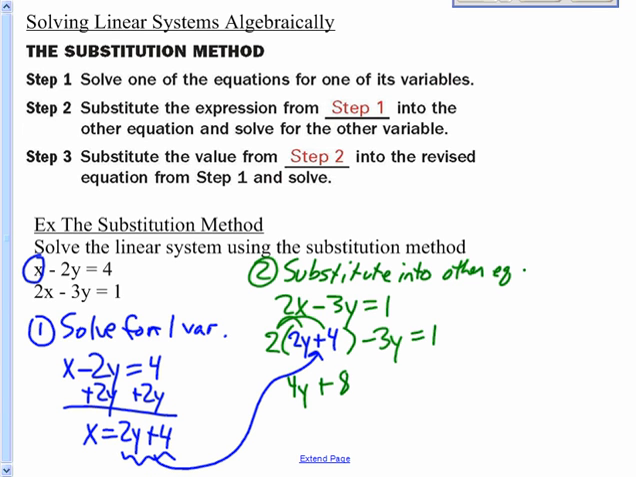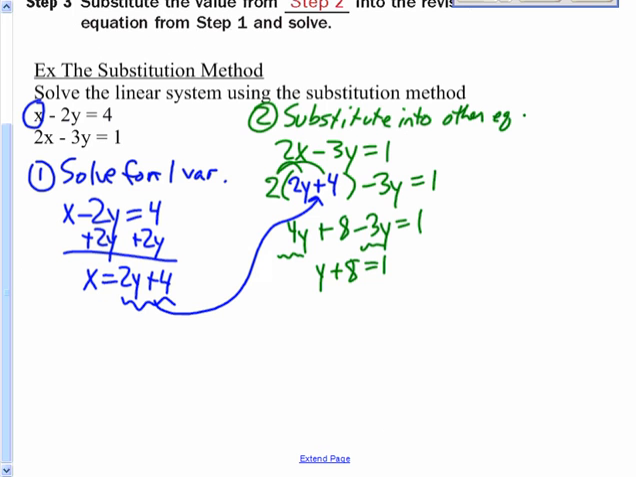4y plus 8 minus 3y equals 1. Combine any like terms I got. 4y minus 3y is 1y. 8 plus y equals 1, and I go ahead and subtract 8 here. So now I know my y value, negative 7. Oops, didn't draw that very well. Negative 7. Last step, number 3.